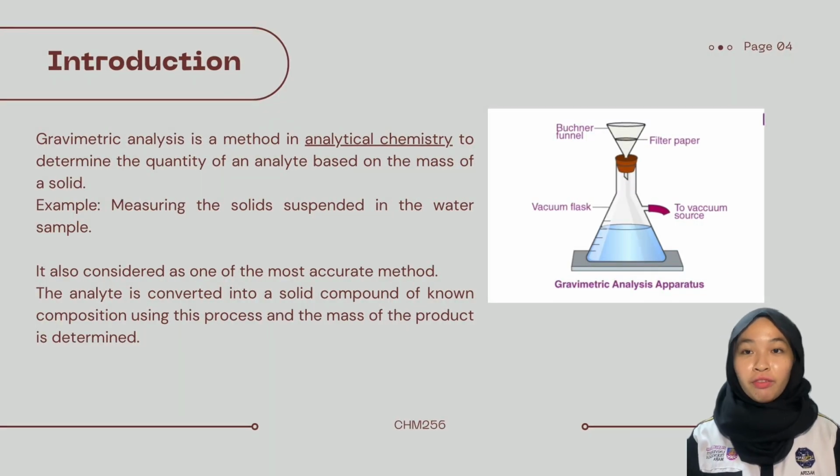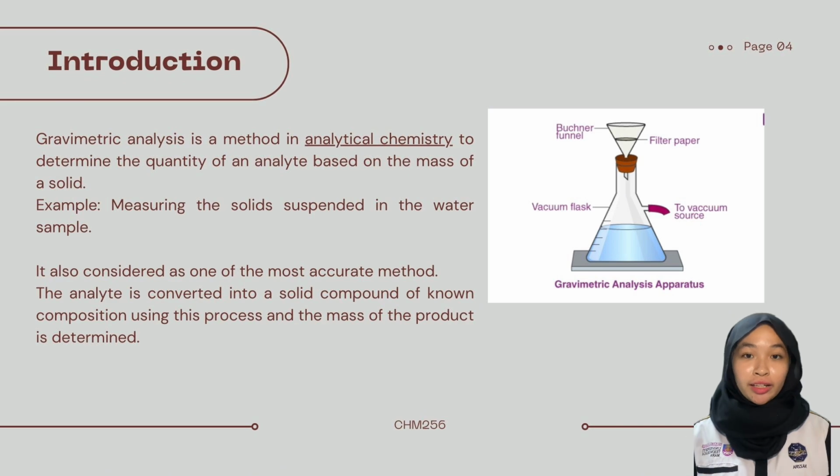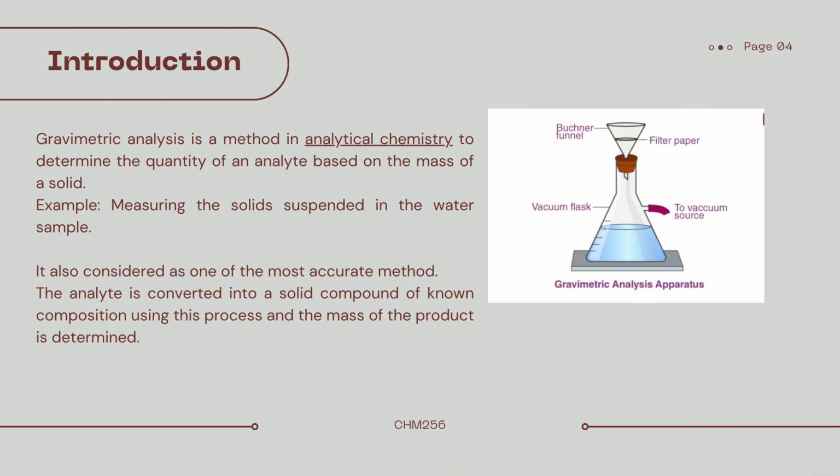Gravimetric analysis is defined as a method in analytical chemistry to determine the quantity of an analyte based on the mass of a solid. For example, measuring the solid suspended in the water sample. Gravimetric analysis is also considered one of the most accurate methods. The analyte is converted into a solid compound of known composition using this process, and the mass of the product is determined.